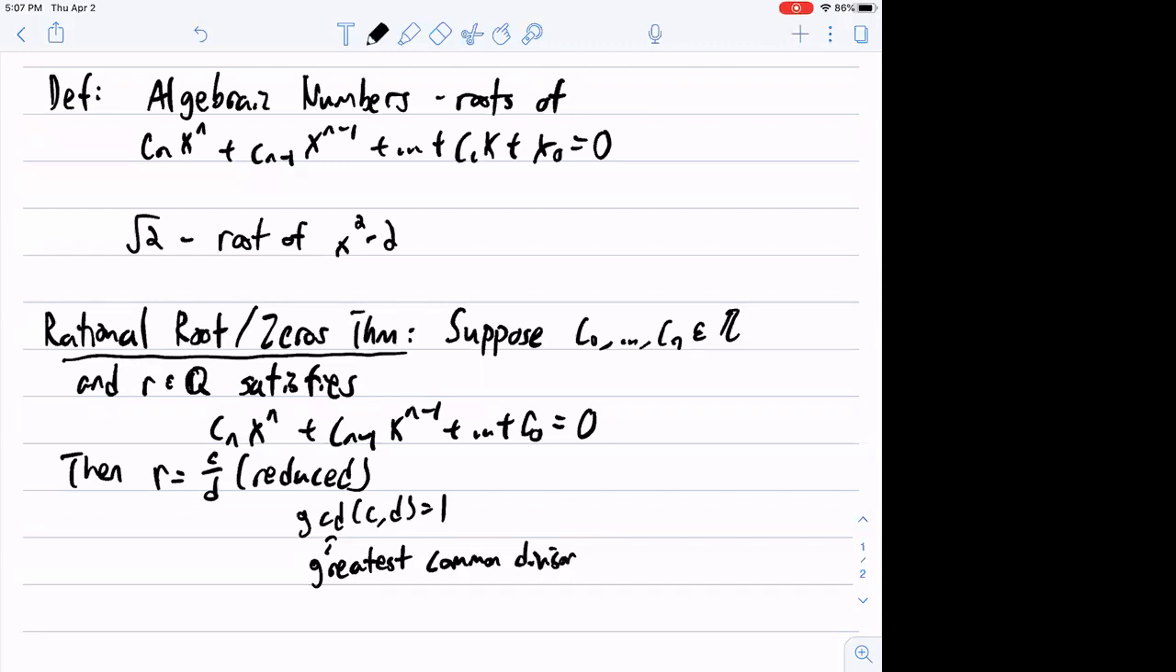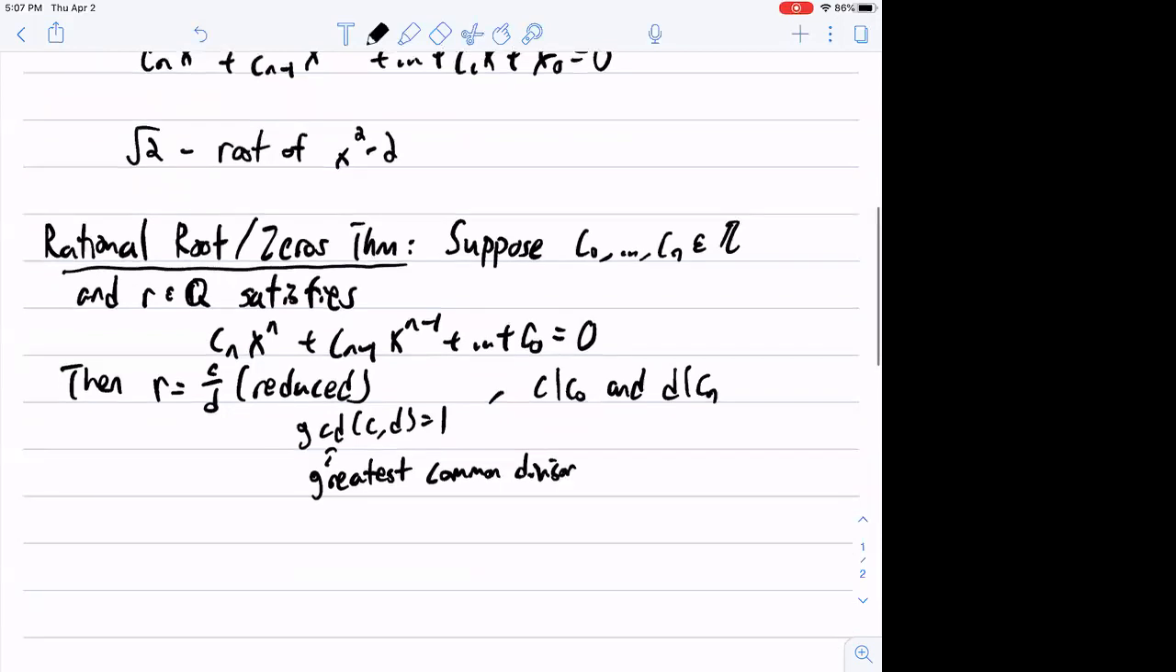So basically, when I write reduced, just think, instead of 2/4, I mean 1/2. So here we get C divides C naught and D divides Cn. From here, we immediately see root 2 is not a rational number, because root 2 is, by definition, a root of x squared minus 2. So we can just prove it. If root 2 was in Q.